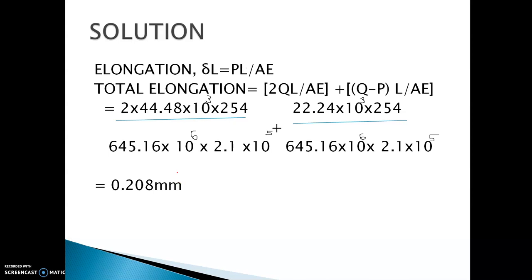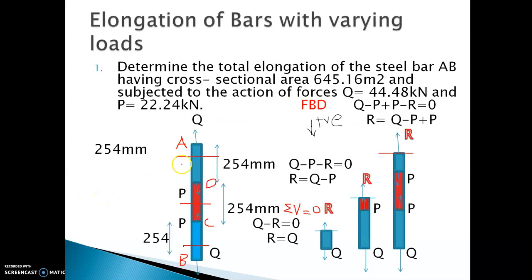Okay. So this is how you have to solve the elongation of bars with varying sections. So you have to consider a section line through each of the portions where the load changes, and you have to write the equation of equilibrium sigma V equal to 0. So if the bar was kept horizontally, you have to take sigma H equal to 0, and you assume the direction for reactive force as tension or compression. So if you are getting positive sign, your assumption was correct. Otherwise your assumption will be wrong, and you have to write the equation of equilibrium and find the reactive force.